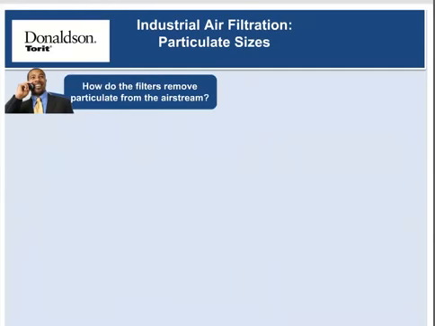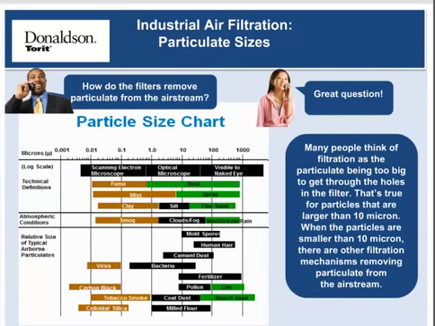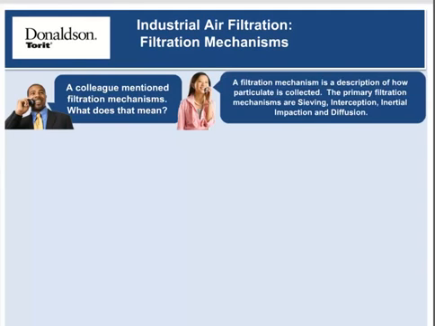How do the filters remove particulate from the airstream? Great question. Many people think of filtration as the particulate being too big to get through the holes in the filter. That's true for particles that are larger than 10 micron. When the particles are smaller than 10 micron, there are other filtration mechanisms removing particulate from the airstream. A colleague mentioned filtration mechanisms. What does that mean? A filtration mechanism is a description of how particulate is collected. The primary filtration mechanisms are sieving, interception, inertial impaction, and diffusion. Let me provide more detail.